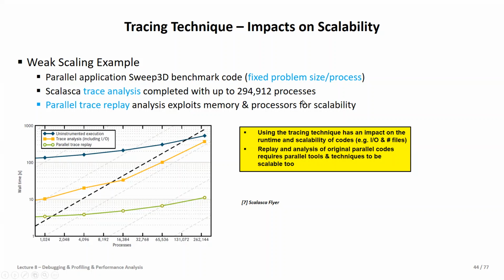And of course, then also think about that in order to run such a parallel computed application trace, right? Again, if you want to really run it in a replay, of course, you also need parallel trace replay, right? You cannot just do it now on one processor. That would quickly run out of memory or so. So essentially the replay and analysis of these original parallel codes requires, of course, parallel tools also, right?